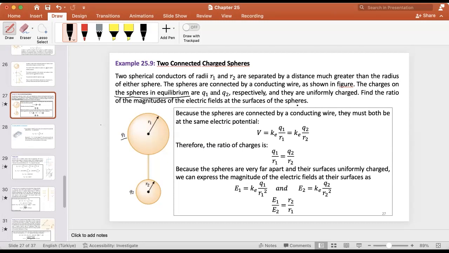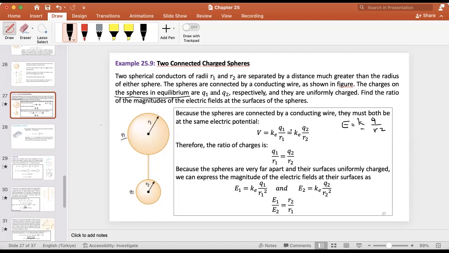Okay, let's continue. Find the ratio of the magnitude of the electric field at the surface of the spheres. So how can we calculate the electric field for a sphere? It is easy. I know E equals K Q over R square. I will use this part. I will not write the full form, I will just use the short way.